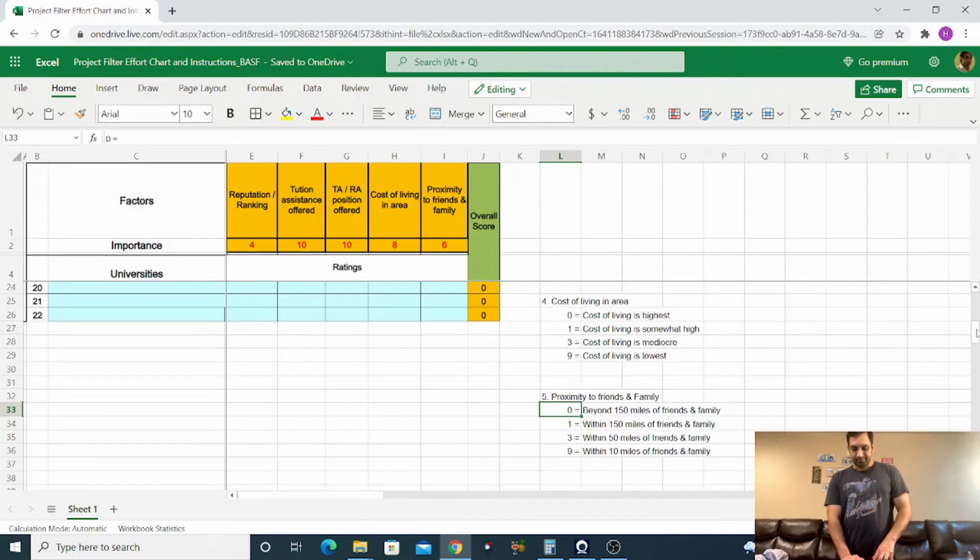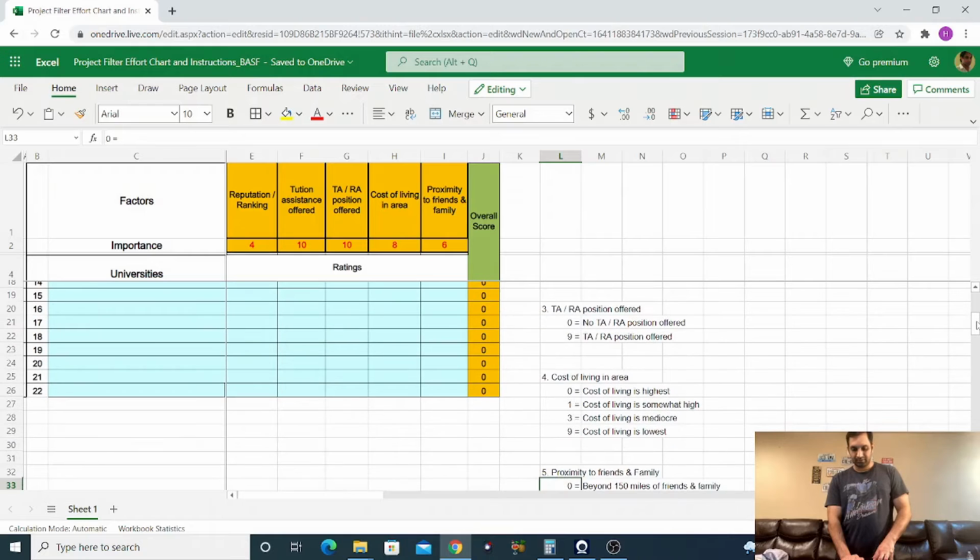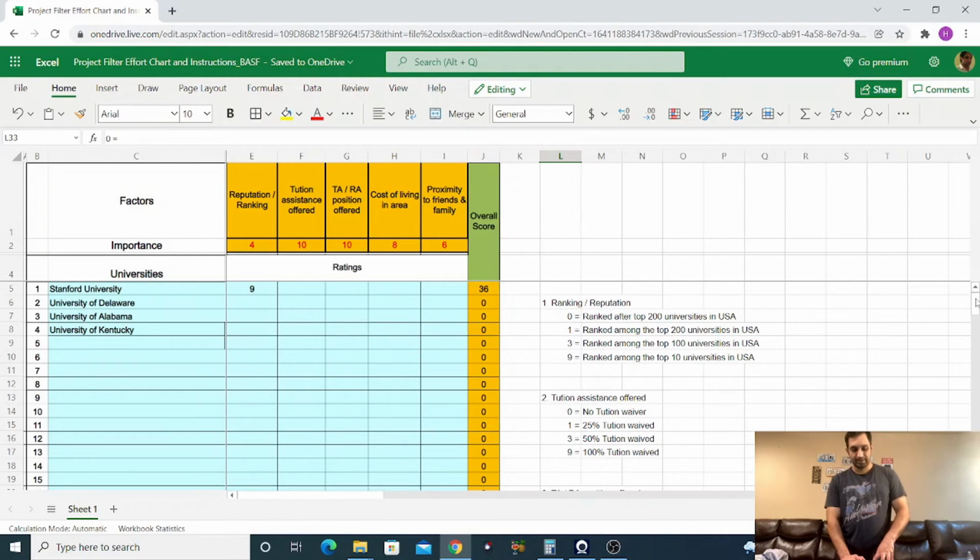All right. So those are the 5 factors and how I have defined the ratings for those. And these can be different for you. The factors can be different for you, and the importance can be different for you. Similarly, the ratings can be different for you as well. So you can change these according to what makes sense for you. But this is what I used.